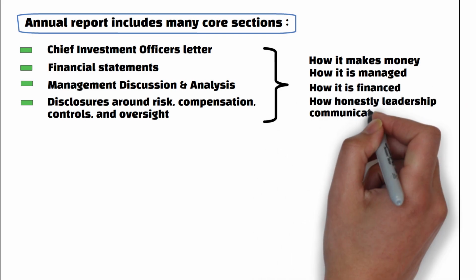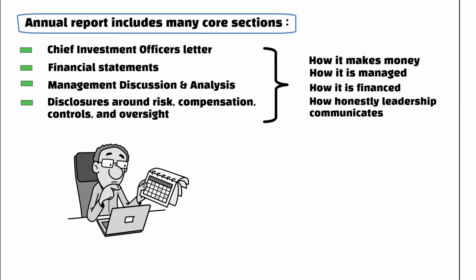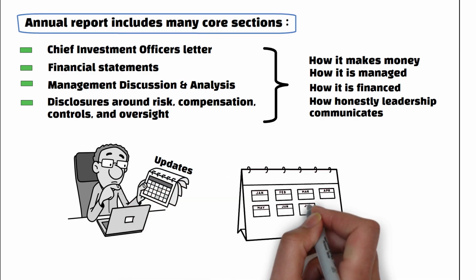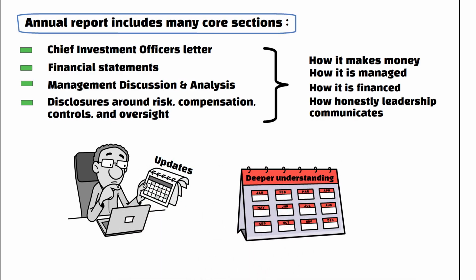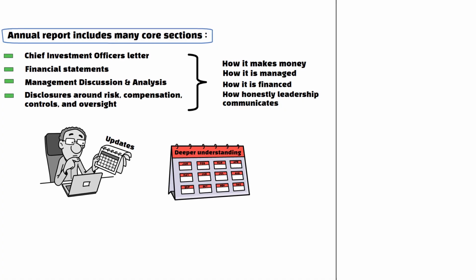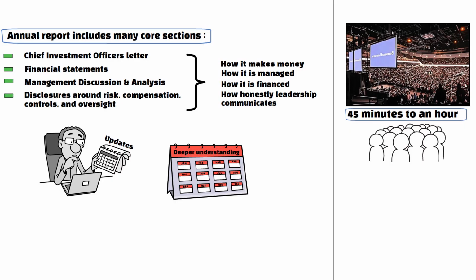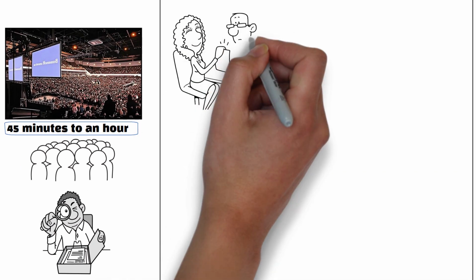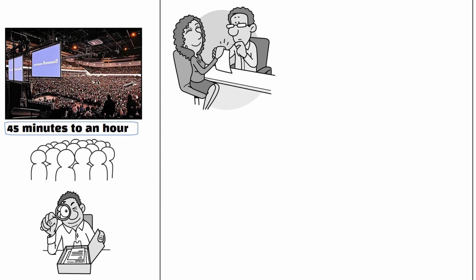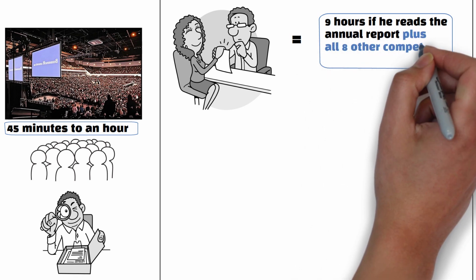Buffett says that quarterly filings provide updates, while annual reports offer a much deeper understanding. He mentioned at Berkshire's shareholder meeting that he spends 45 minutes to an hour reading an annual report. And if there are 8 other competitors in the industry, he would read every one of them too. By reading every competitor's annual reports, he can better understand the market position of the company he's looking to invest in. So, in total, he says he would take around 9 hours if he read the annual report and all 8 other competitor reports.